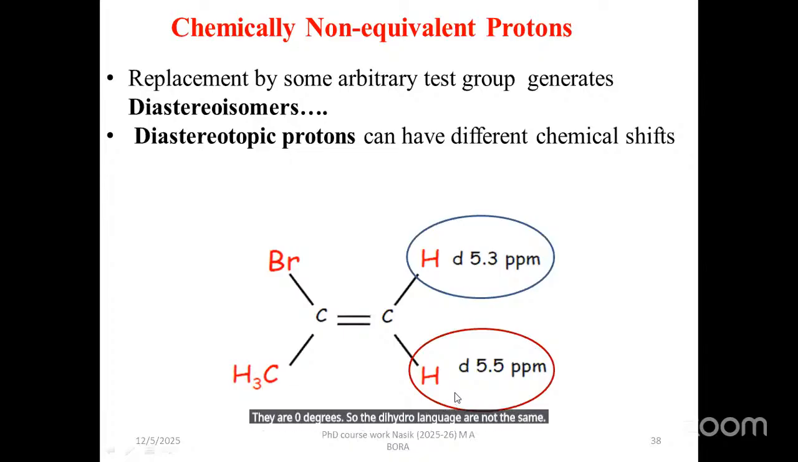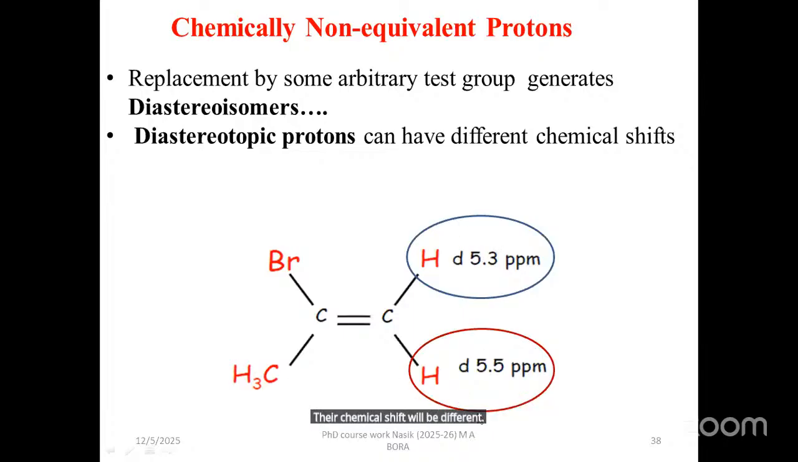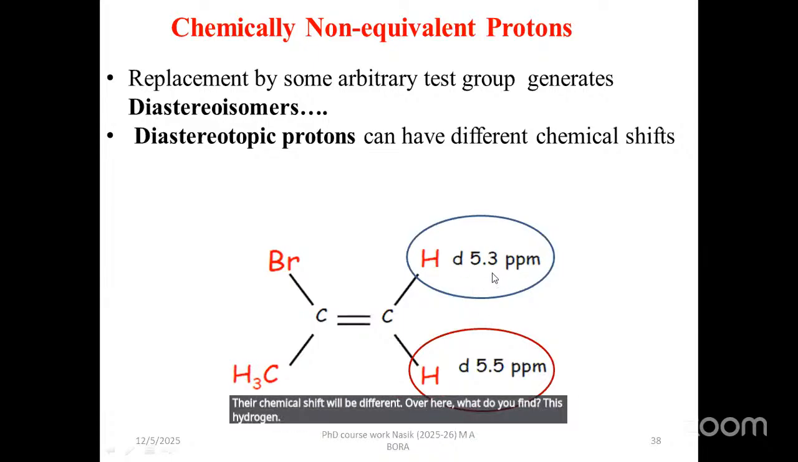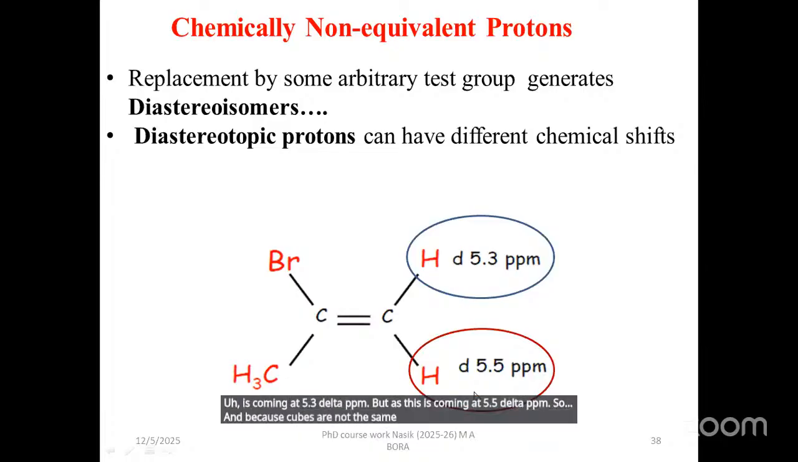Such two protons are magnetically non-equivalent and they will not show the same peak. Their chemical shift will be different. Over here, what you'll find is this hydrogen is coming at 5.3 delta ppm, whereas this is coming at 5.5 delta ppm. So chemical shifts are not the same because they are magnetically non-equivalent.